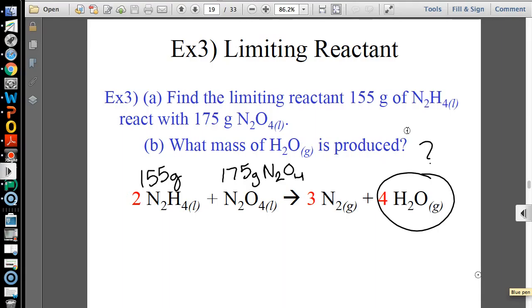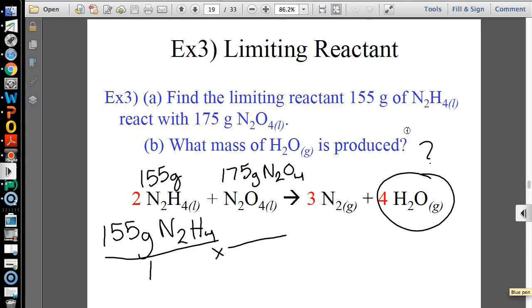2 separate problems. So, I have 155 grams of N2H4. So, I'm on grams. I got to go to moles. Nitrogen is 14. So, 14 plus 14 is 28, plus 4 hydrogens is 32. And you can get 0.00 whatever if you want, but this is 32 grams per mole, basically.